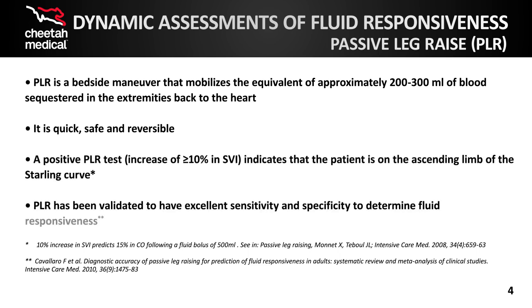A positive PLR test, an increase of equal to or greater than 10% in SVI, indicates that the patient is on the ascending limb of the Starling curve. PLR has been validated to have excellent sensitivity and specificity to determine fluid responsiveness.